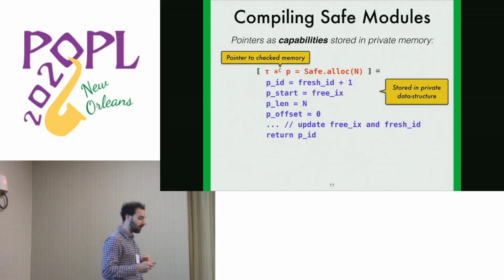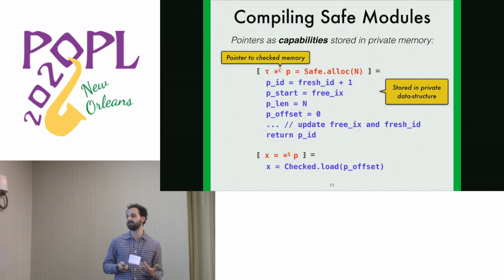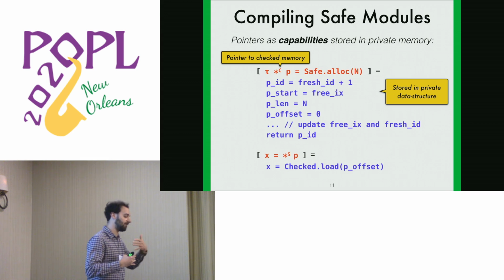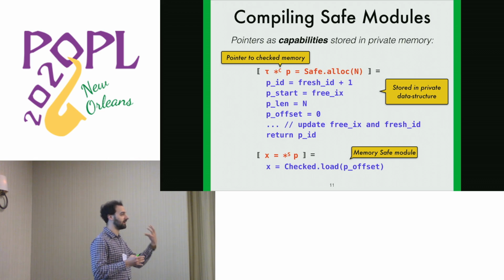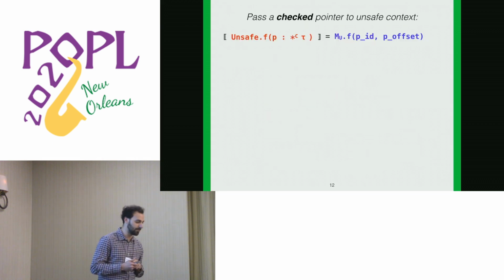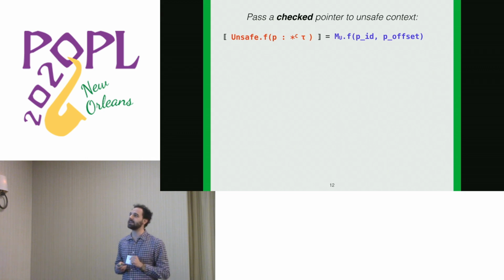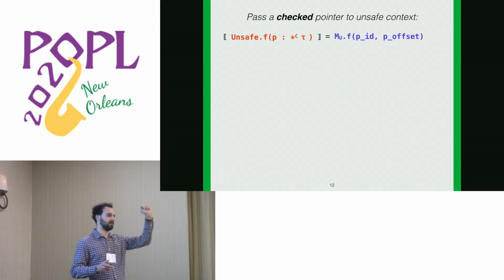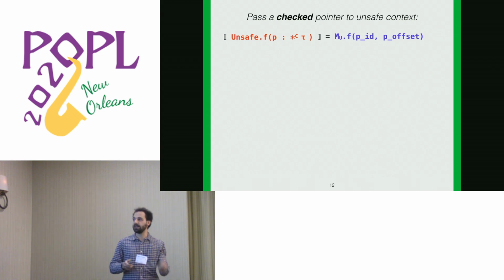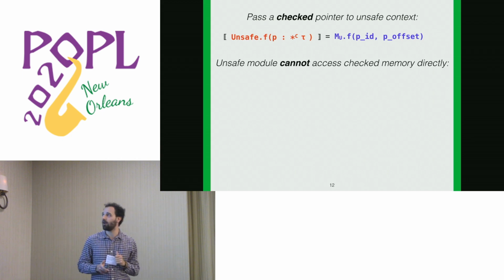Now, when in the safe module we dereference this array, we can just load it from the checked memory because of the assumption that the module is safe. The interesting part is when one of these pointers at the source level is passed to the untrusted module. Here we have a call from the safe module into the unsafe module, where we pass a checked pointer. This is a pointer at the source level. At the target level, we pass the identifier for the capability together with the current offset.